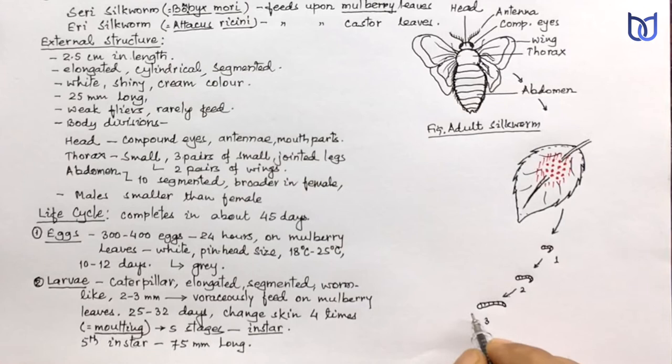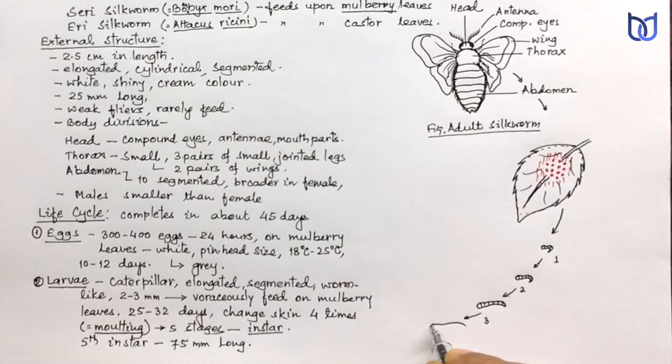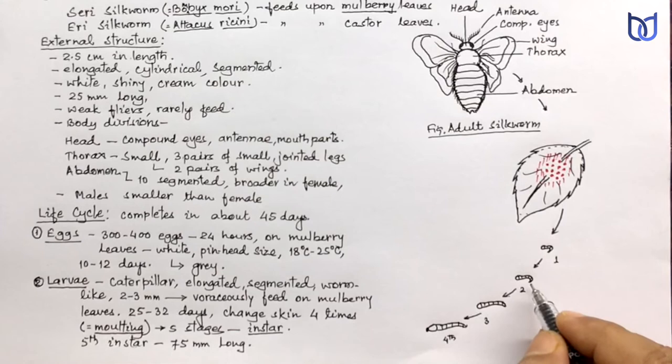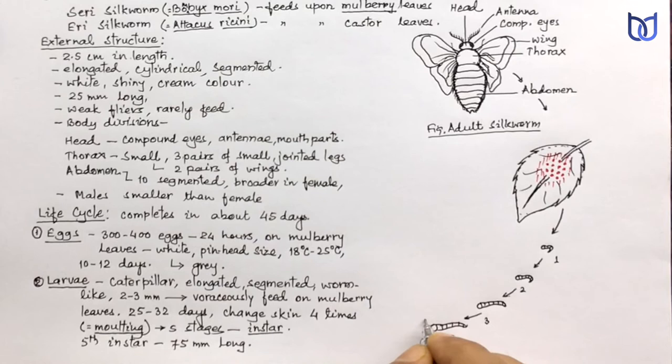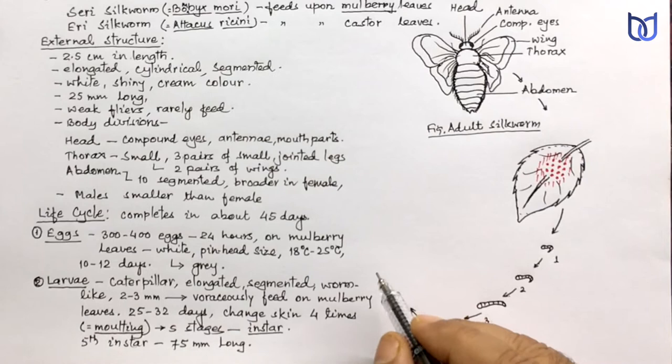Then fourth stage, due to next molting, still bigger. Remember, larva is growing. And then this is the fourth instar larva. First stage larva, second stage, third stage, fourth stage. Finally, fifth instar larva develops. The fifth instar larva is about 70 or 75 millimeter long, means about 7.5 centimeter long. So a bigger one.